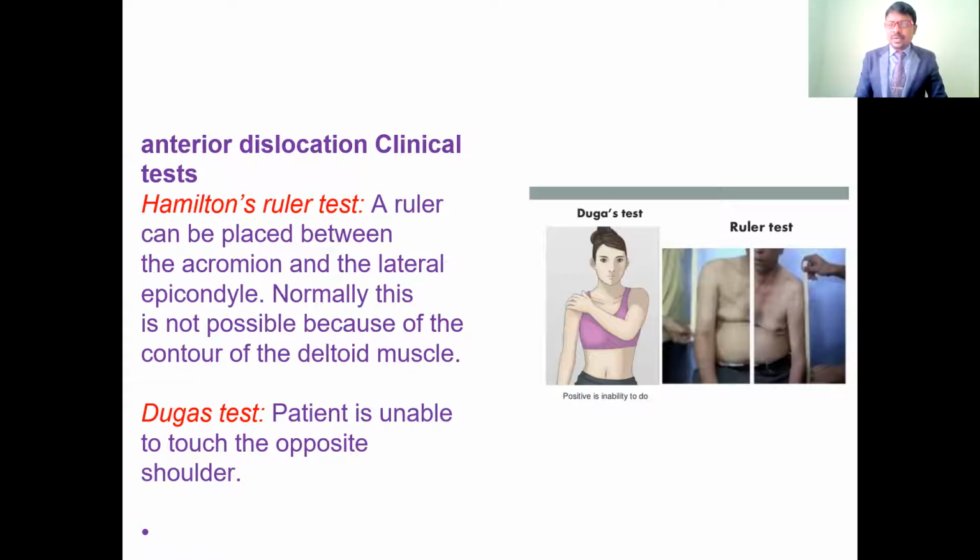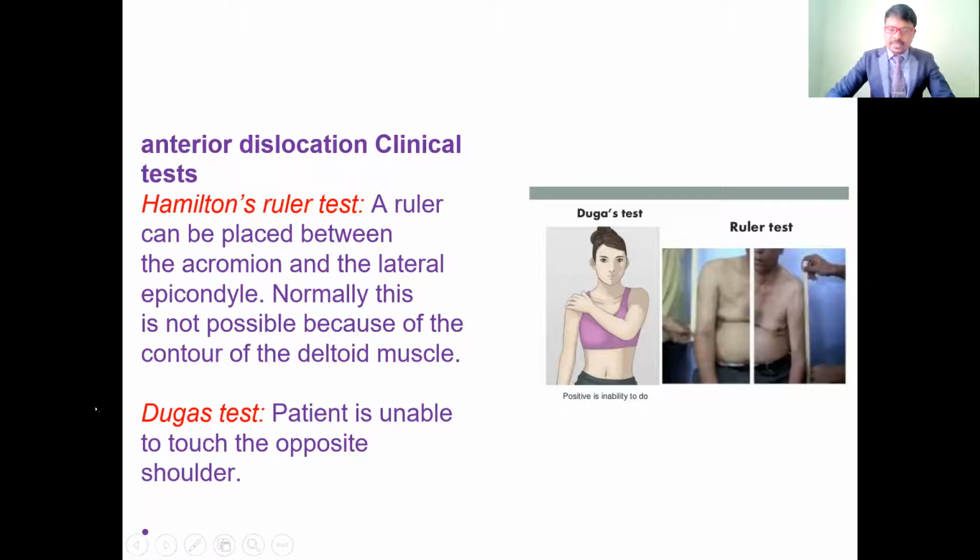But in shoulder dislocations, because of the space between the glenoid cavity and the head of the humerus, we find the step. So there we can keep the ruler easily. Whoever has the gap and can hold or keep this ruler at the acromion process, it indicates an anterior subluxation or anterior dislocation.